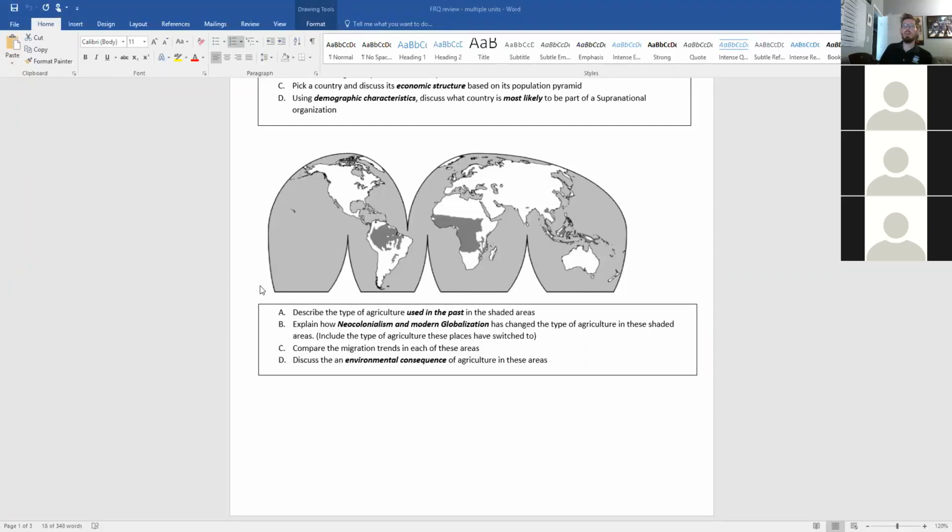So then moving on to part B, probably one of the harder ones of this FRQ, it says explain how neo-colonialism and modern globalization have changed the type of agriculture in these shaded areas. Include the type of agriculture these places have switched to. So in the past, we know that these places have been colonies, right? And the role of a colony was to just give away resources, otherwise all the people there would be killed. That's how colonies work. Well, we don't have colonies anymore.